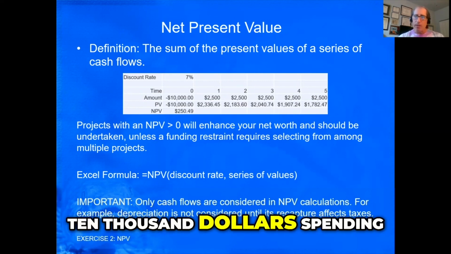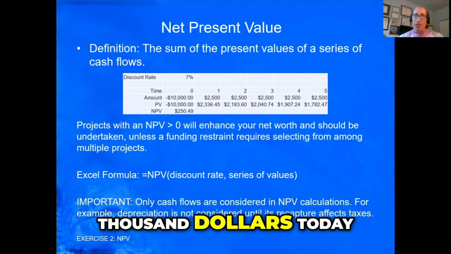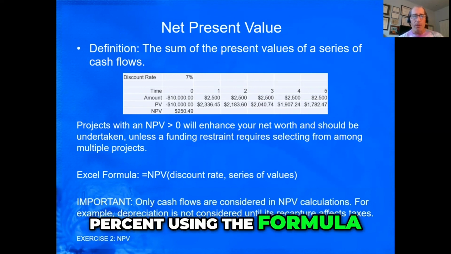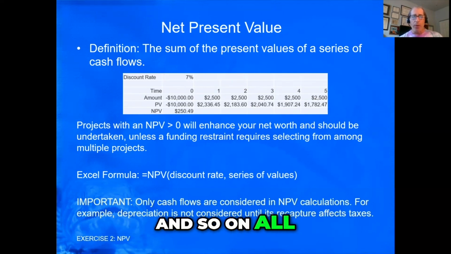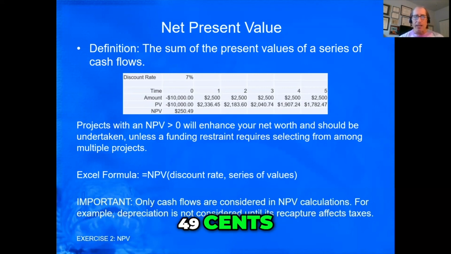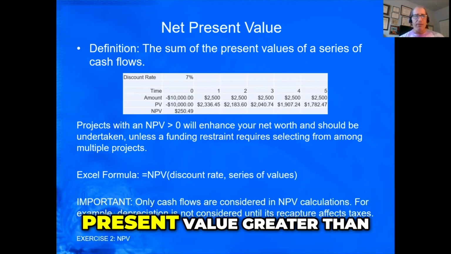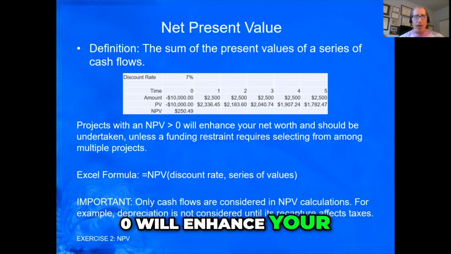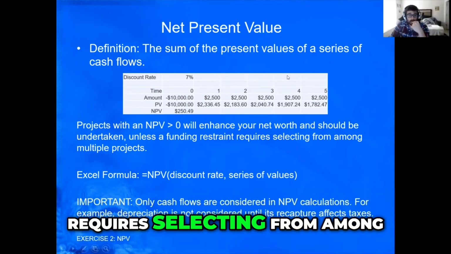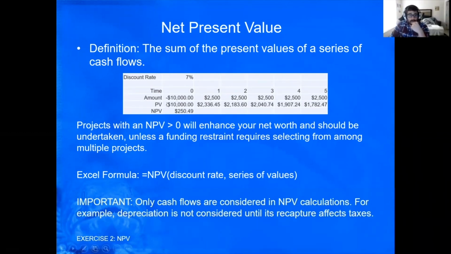So $10,000 spending today is minus $10,000 today. A year from now, I get $2,500, but I have to discount it by 7% using the formula that we showed earlier, and so on all the way through year 5. When I add up everything in the present value row, we come up with a net present value of $250.49. Projects with a net present value greater than 0 will enhance your net worth and should be undertaken, unless a funding restraint requires selecting from among multiple projects.